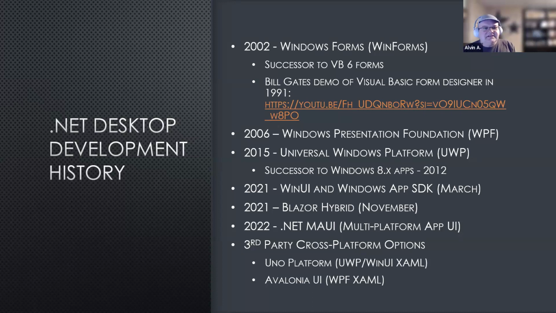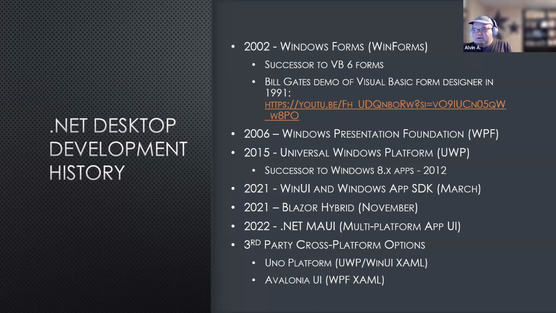.NET MAUI, that's the successor to Xamarin Forms. That came out in 2022. And it allows you to use XAML and C# to build apps for Windows, Mac OS, iOS, Android, and even Samsung watches and TVs. And then we'll touch on some of the third-party options that give you some cross-platform abilities.